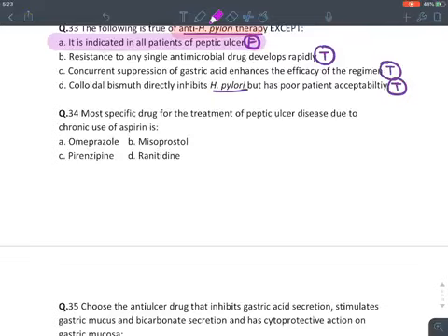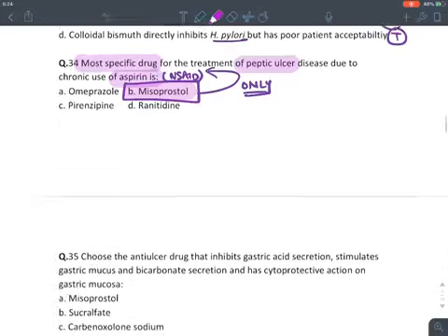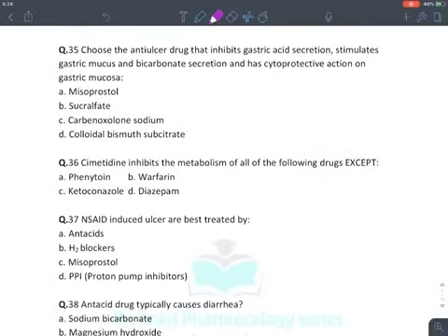The most specific drug for the treatment of peptic ulcer due to aspirin. Remember, aspirin is an NSAID and misoprostol is used only in this condition. No other peptic ulcer do we use misoprostol for. So it's a specific drug for NSAID induced peptic ulcer. But the drug of choice for any peptic ulcer is omeprazole or proton pump inhibitors.